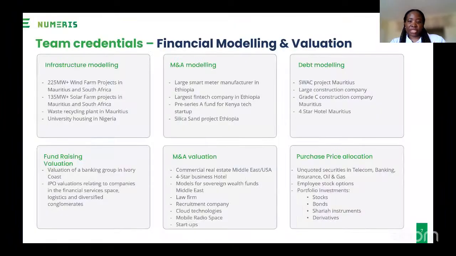Some of the key projects that we've worked on to date include the provision of infrastructure modeling, where we've performed services for wind and solar farms across Mauritius and South Africa, university housing projects in Nigeria, as well as a waste recycling plant in Mauritius. Our valuation credentials also include valuations for fundraising purposes, M&A valuations, and purchase price allocations.